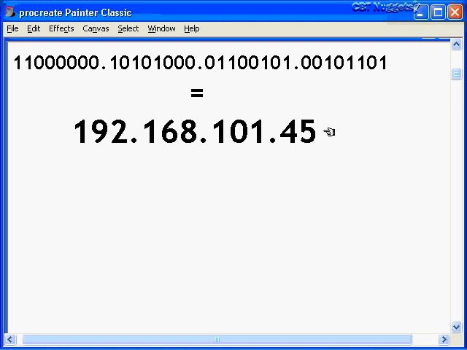192.168.101.45. Now that's an IP address that I can understand, and my applications can understand it as well. But again, this is an address, right? So just like sending, let's say, a letter through the U.S. Postal Service, I'm going to put some information on the outside of that envelope. Let's say I'm going to send a Mother's Day card to my mom.